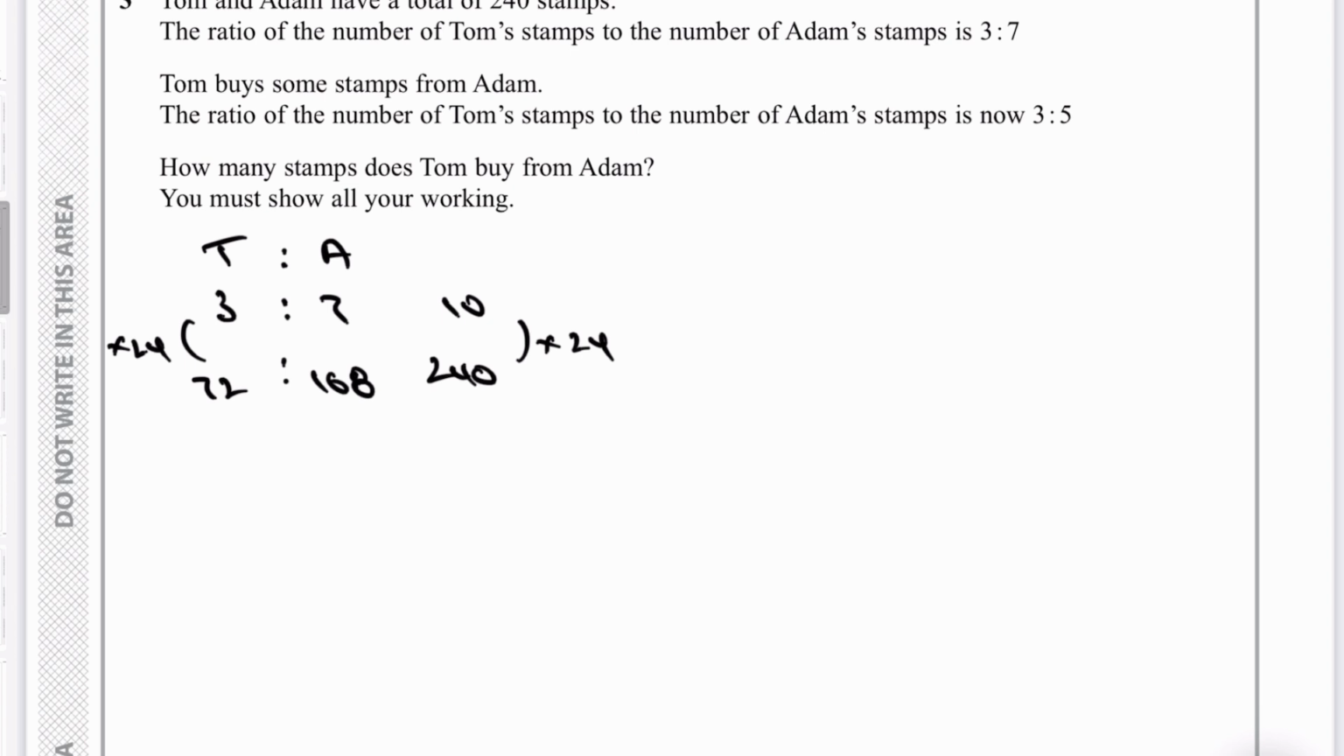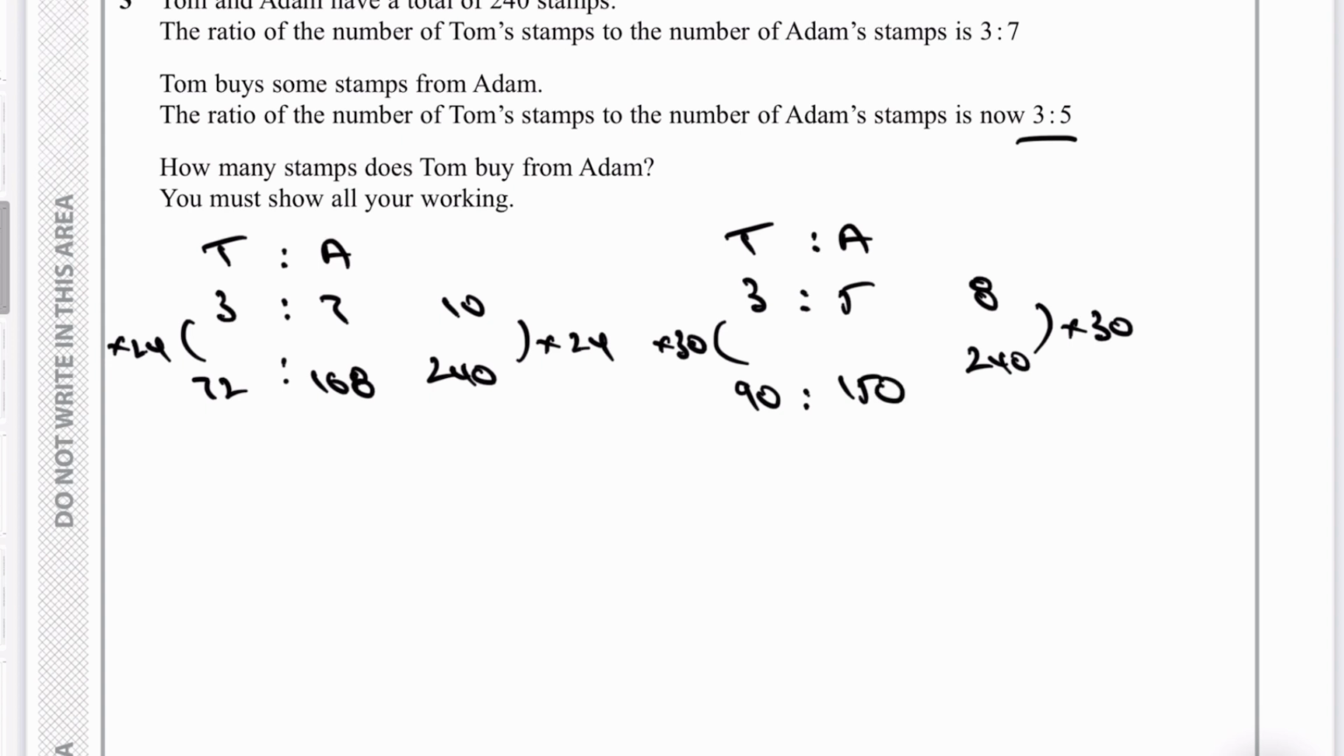Okay, so Tom buys some stamps and then their ratio changes to 3 to 5, but there's still the same quantity of stamps. So let's have a look at that. So Tom to Adam, and we've got 3 to 5, which is basically 8 stamps. Oh no, it's not. It's actually 240, which is 30 times bigger. So I'm going to multiply each of the numbers by 30. That therefore means that Tom has 90 stamps and Adam has 150. So the question is, how many stamps does Tom buy from Adam? Well, Tom must buy the difference between 90, take away what he had before, which was 72, so therefore he must have bought 18 stamps, and that would be the answer to this particular question.